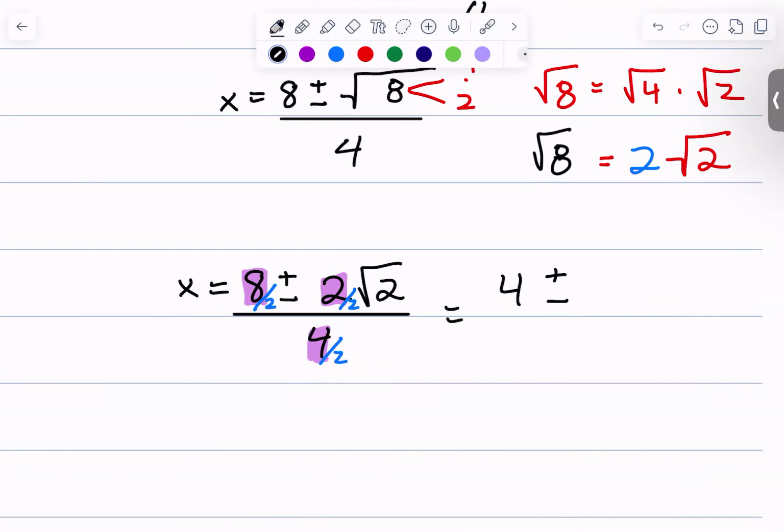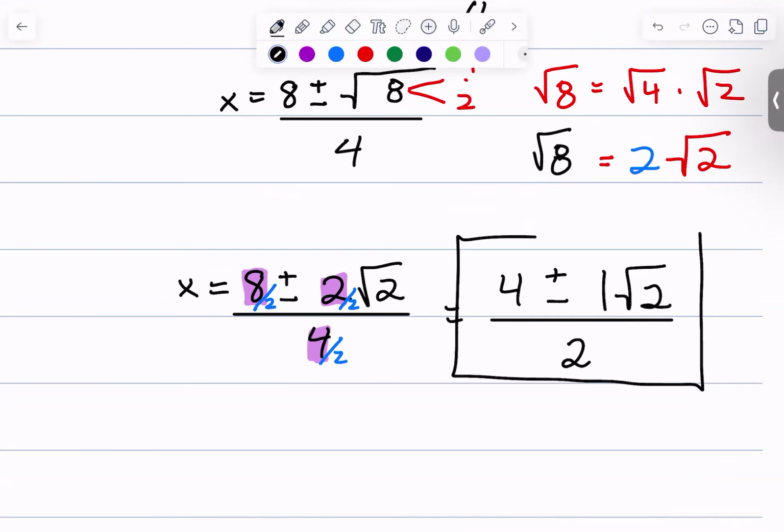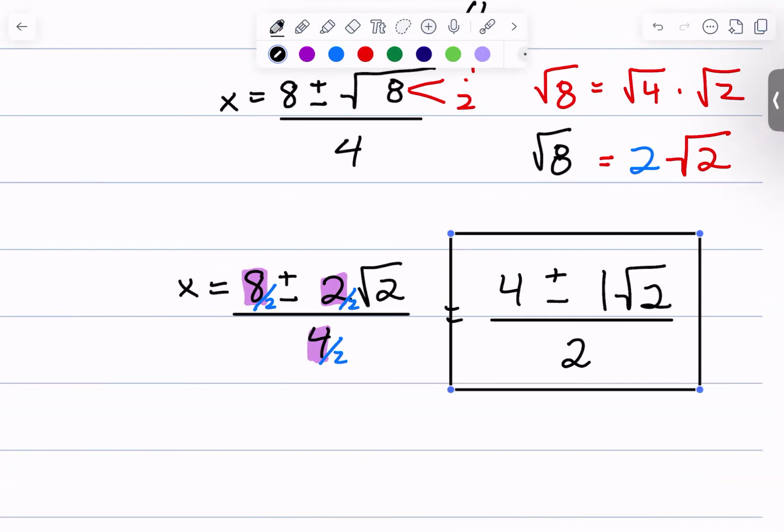Plus or minus 1. 2 divided by 2 is 1. Square root of 2, all over 4 divided by 2 is 2. This is the simplification of it, class. Okay?